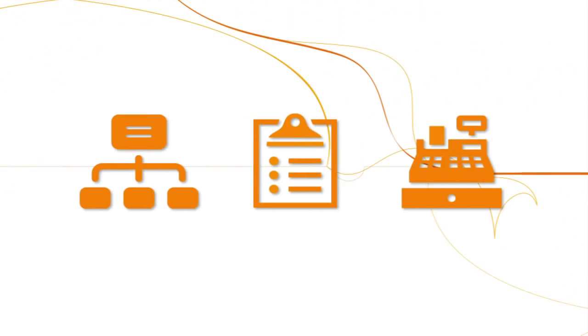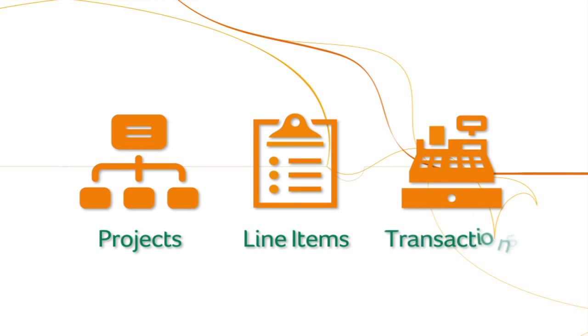Sage Fixed Assets Planning supports 3 levels of data: projects, such as plant retooling or building construction; line items, things that will become fixed assets upon completion; and transactions, your expenses, typically invoices or purchase orders.